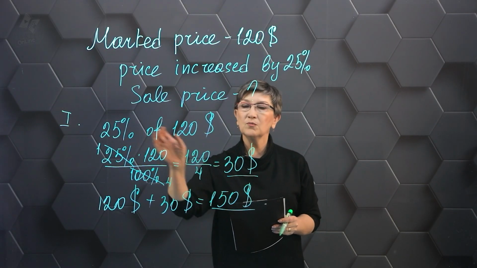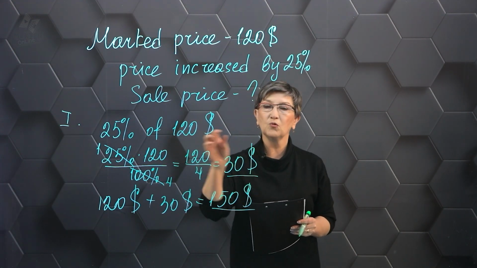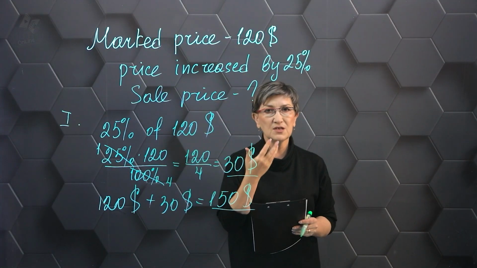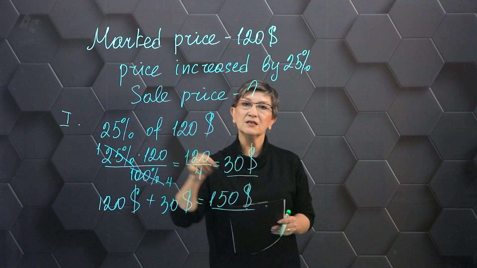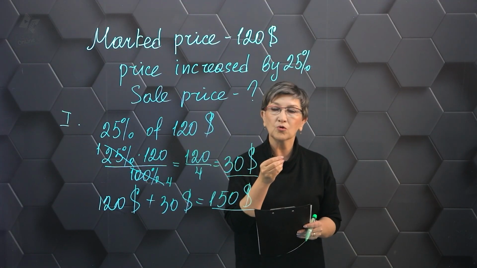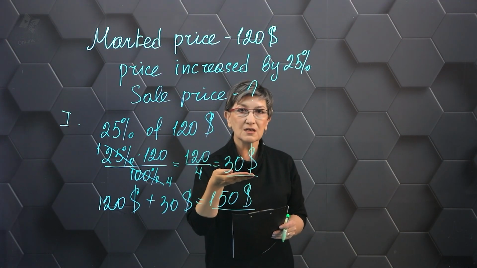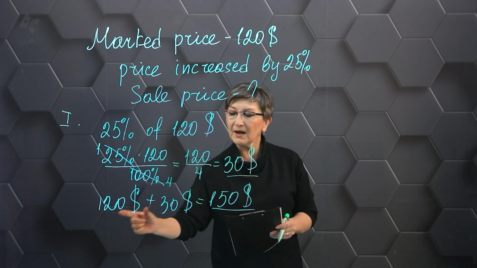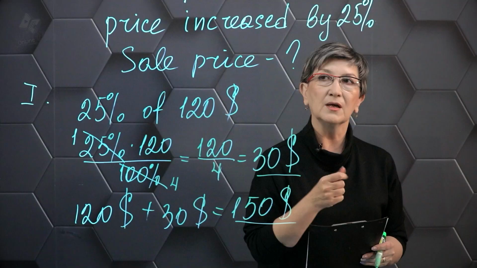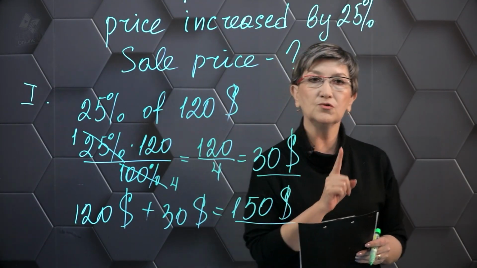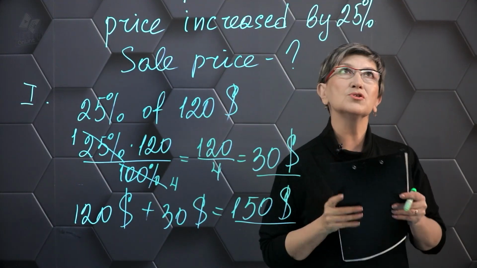I want to draw your attention to the fact that you can apply any method to find 25% of 120: convert to a decimal fraction and multiply by 120, or convert 25% to an ordinary fraction and multiply by 120. You'll still get $30 and then add that increase to the original price. I pointed out that there exists an alternative approach to solve this problem, and that way is as follows.